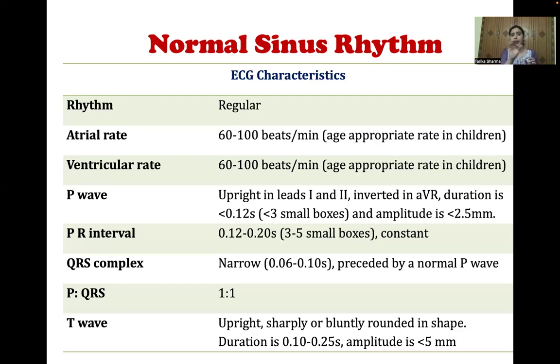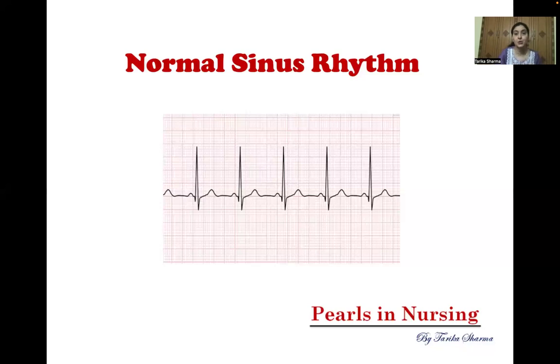So if any of these parameters is not there in the ECG, it might be because of some other conditions, but then in that case, you won't be calling it a normal sinus rhythm. So, and this is how a normal sinus rhythm looks like on the ECG.